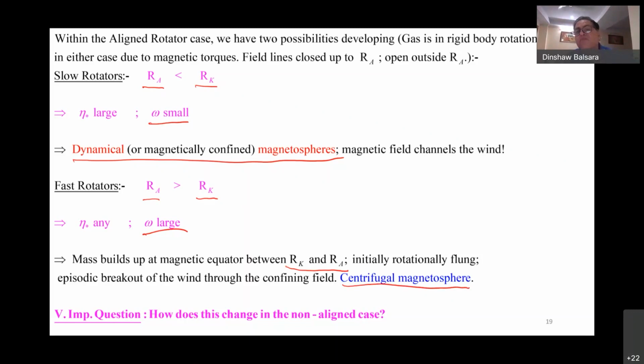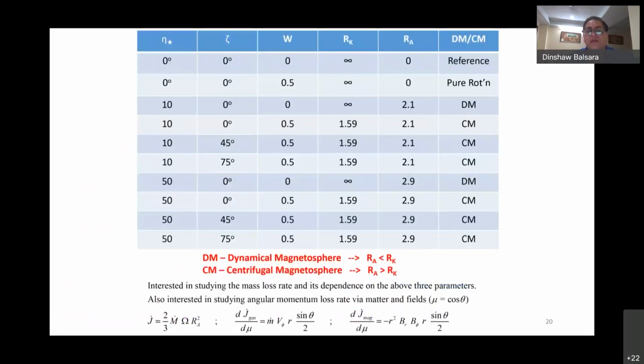Now, this is only for the case of an aligned rotator. So we have to ask the question, if we have a non-aligned rotator, how does this scenario change? That's a fertile area for using computational astrophysics, because computational astrophysics is the only tool that we have for exploring these geometrically complicated circumstances. So what we've done is a whole range of simulations.